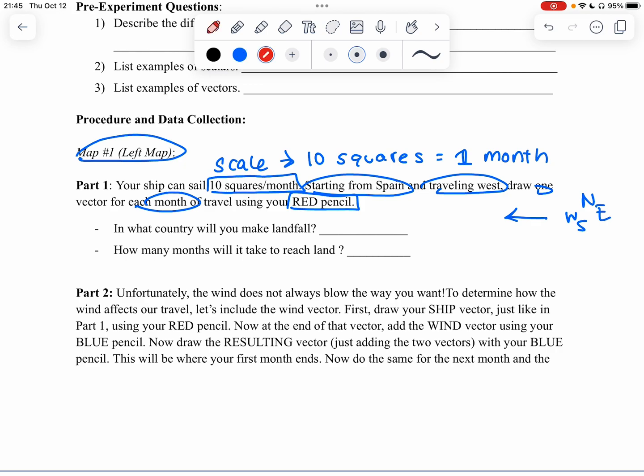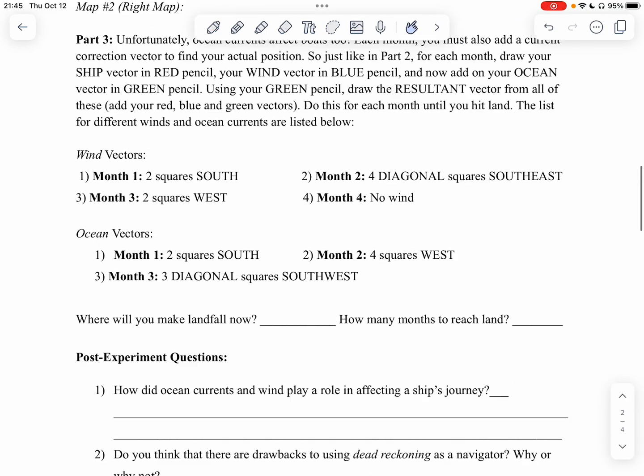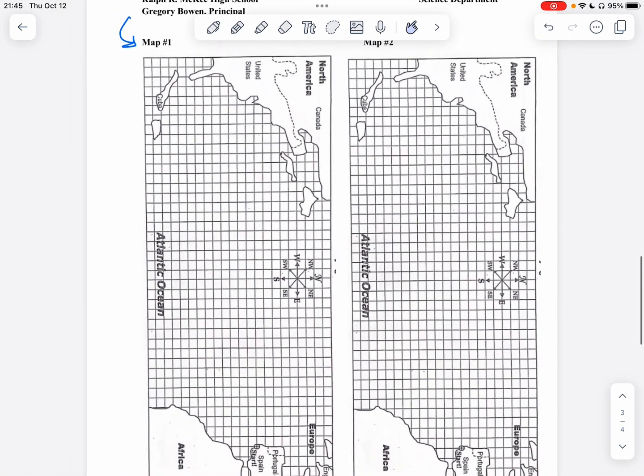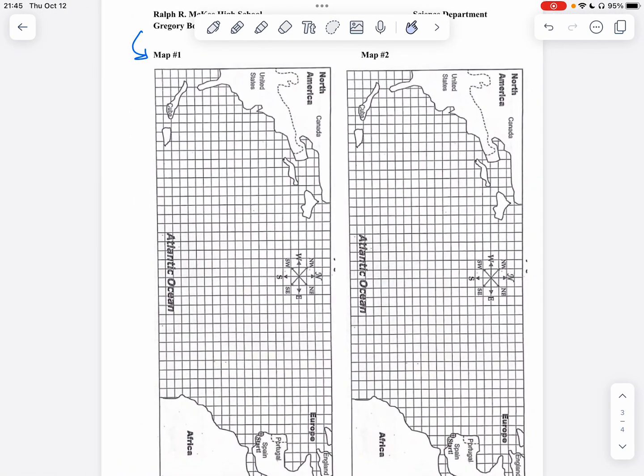Now I'm going to switch my colors and go down here. You might have to turn your computer or whatever device you're watching this on to follow along with me. We're going to start right here at Spain, and we're going to count 10 boxes. Ready? 1, 2, 3, 4, 5, 6, 7, 8, 9, 10. A vector has an arrowhead. Okay, so that was one.